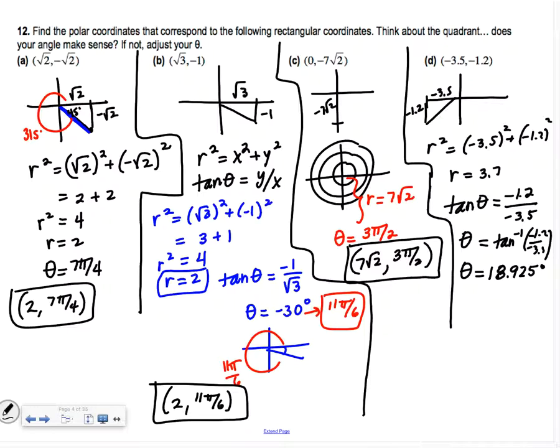So we are in the third quadrant. So 18 is like that angle right there. Okay, we don't want that angle. We want to find the angle on the other side in the third quadrant. So we're going to add 180 to it. So our theta actually ends up being 198.925. Okay, and I guess if they're weird, if they're not like unit circle ones, I'll let you leave it as degrees. Okay, so you can do that. So it's going to be r was 3.7, and then theta was 198.925 degrees. Okay? All right, does that section make sense? Does anybody have questions on any of that? Good to go?